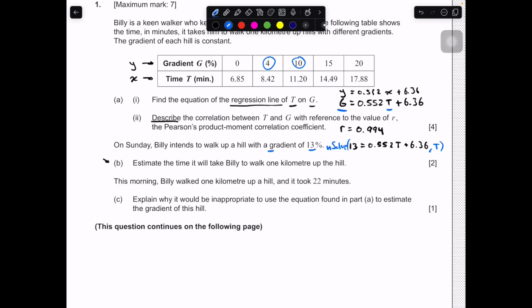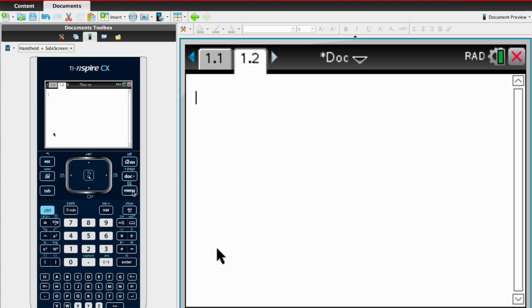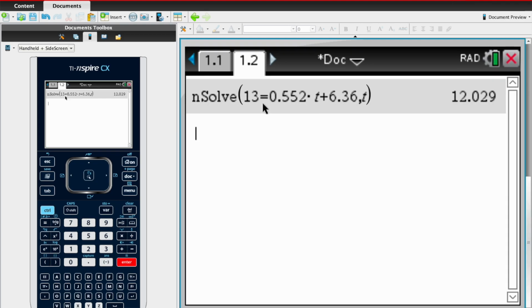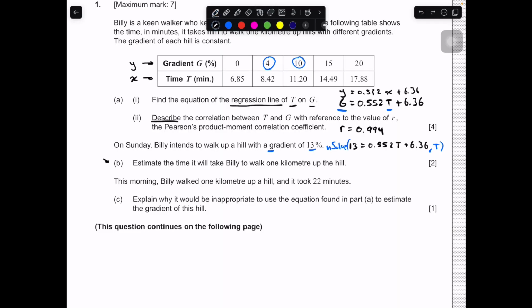So let's go back to the calculator screen. Here we are. Calculator, menu, algebra, numerical solve, and 13 is equal to 0.552, let's call this t, plus 6.36, telling our calculator what we want to solve for t. The answer is 12.029. So let's write that, going back to the document, t is equal to 12.0. So 3 sig figs once again. All right, estimate the time, 12.0 minutes.